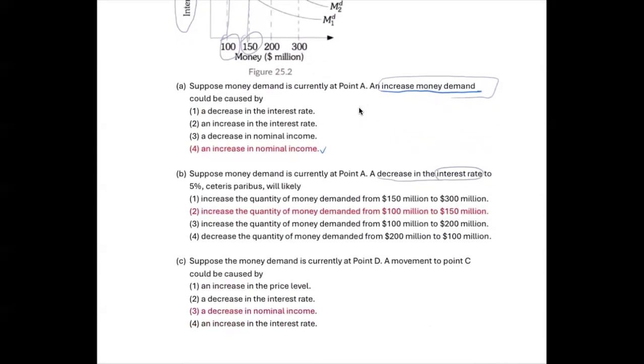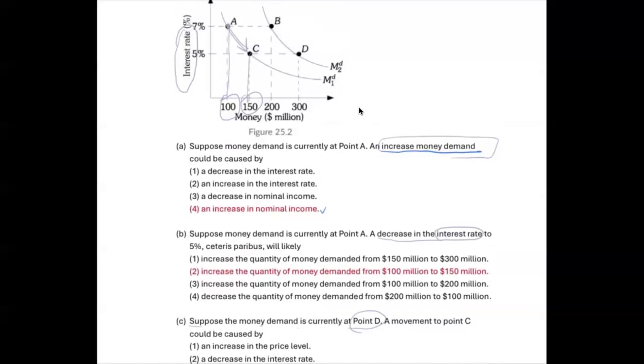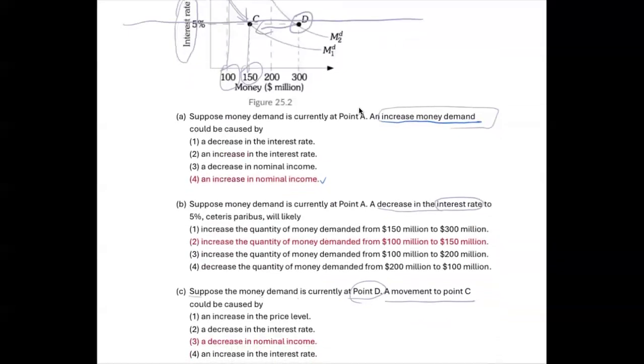Okay. And for C, suppose the money demand is currently at point D. Okay, at point D, a movement to point C. So actually this is about the shifting, right? It means at the same interest rate, the demand for money decreases. So what will cause it? It may be caused by a decrease in nominal income. So this corresponds to option A.